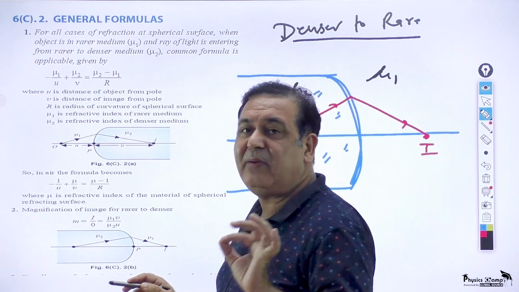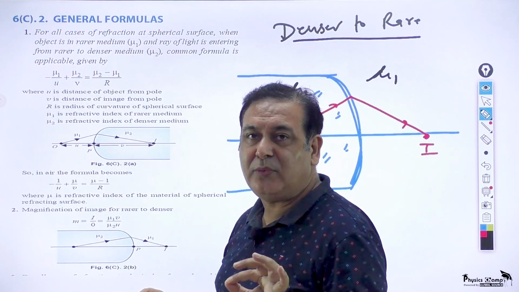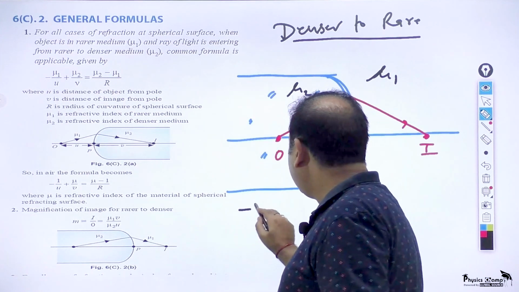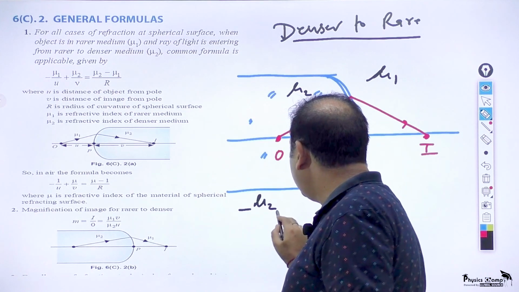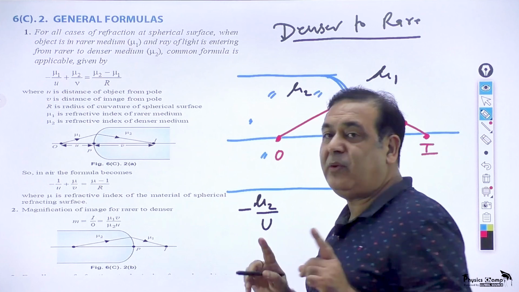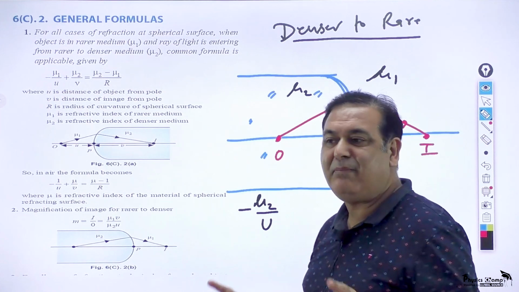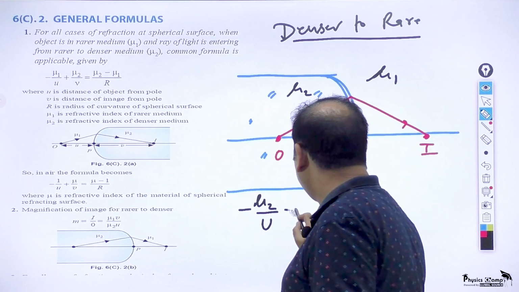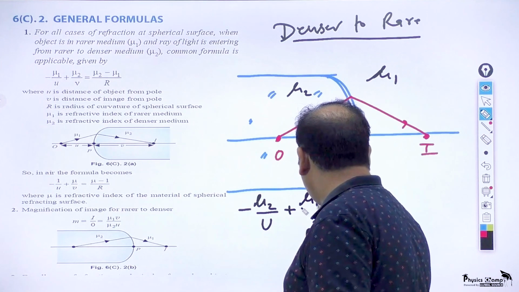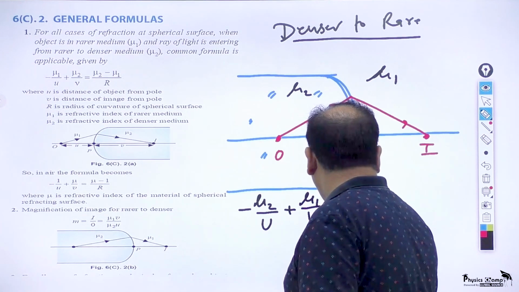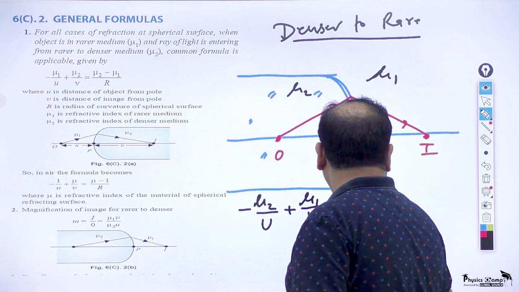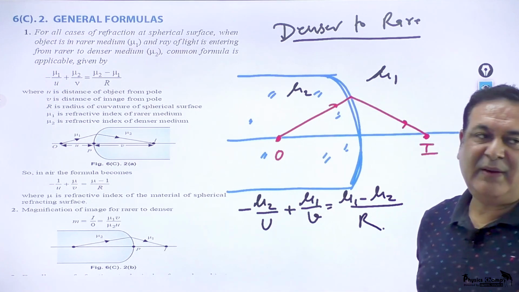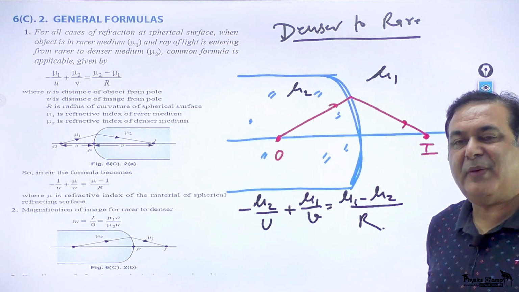If earlier it was minus mu1 over u plus mu2 by v, in this case it will be minus mu2 by u. तो इस बार क्योंकि ये mu2 मीडियम से mu1 मीडियम में जा रही है, तो minus mu2 by u plus mu1 by v is equal to mu1 minus mu2 by r. तो आपने देखा there is an exchange of mu1 and mu2 now.